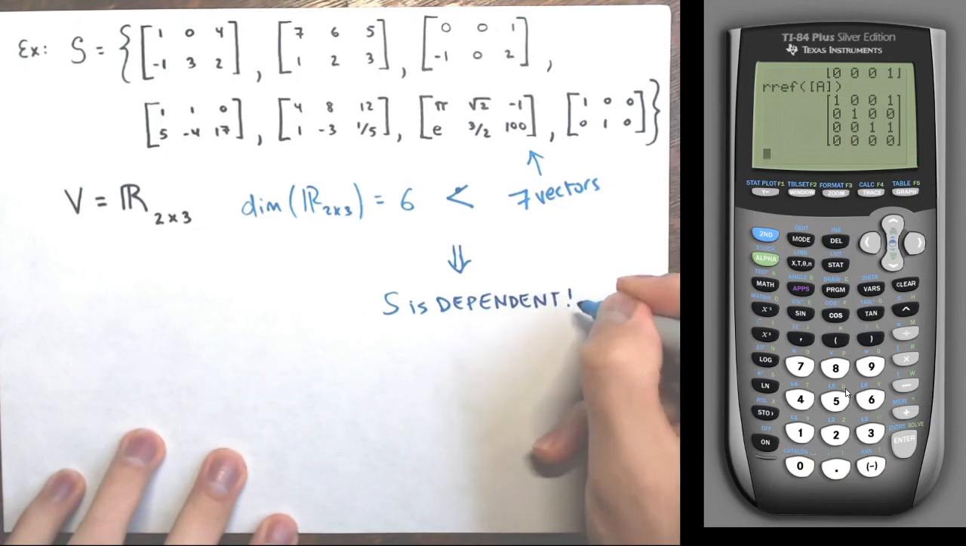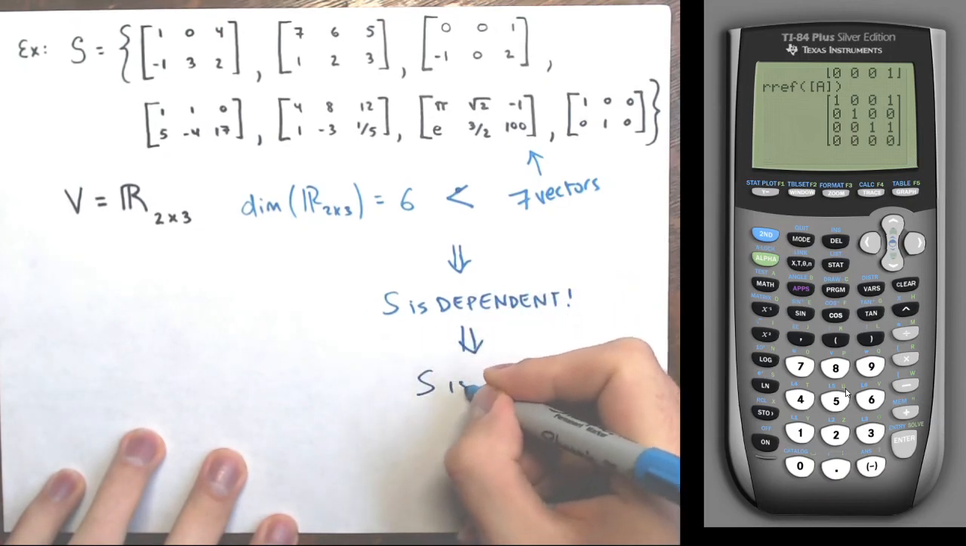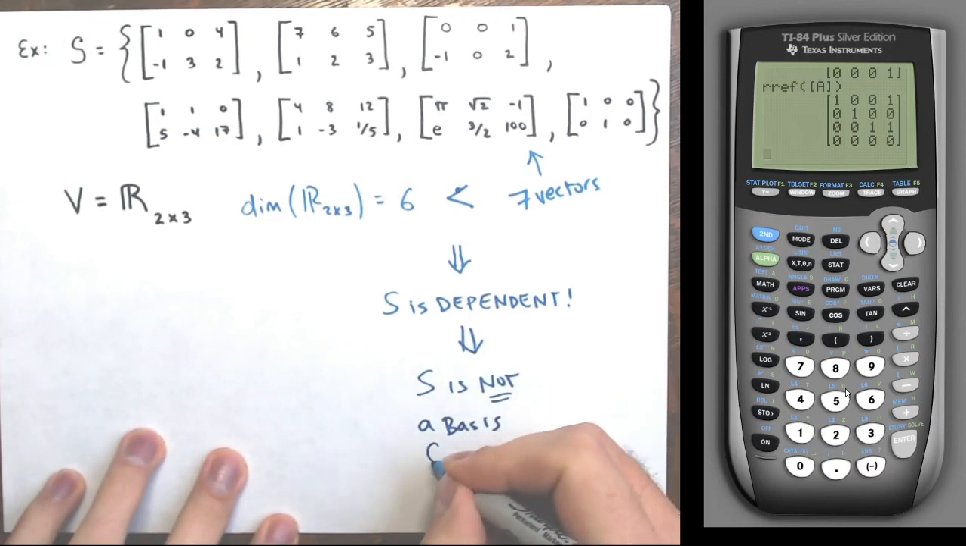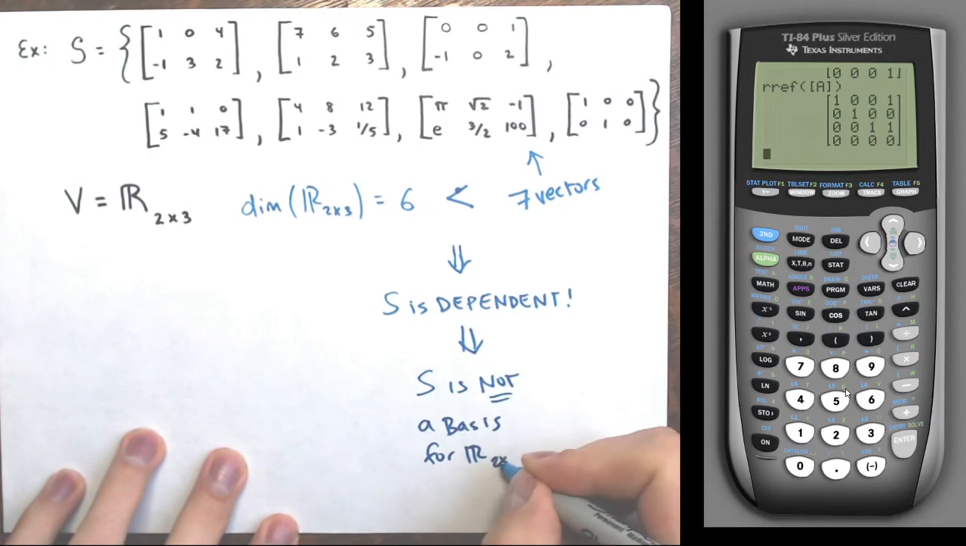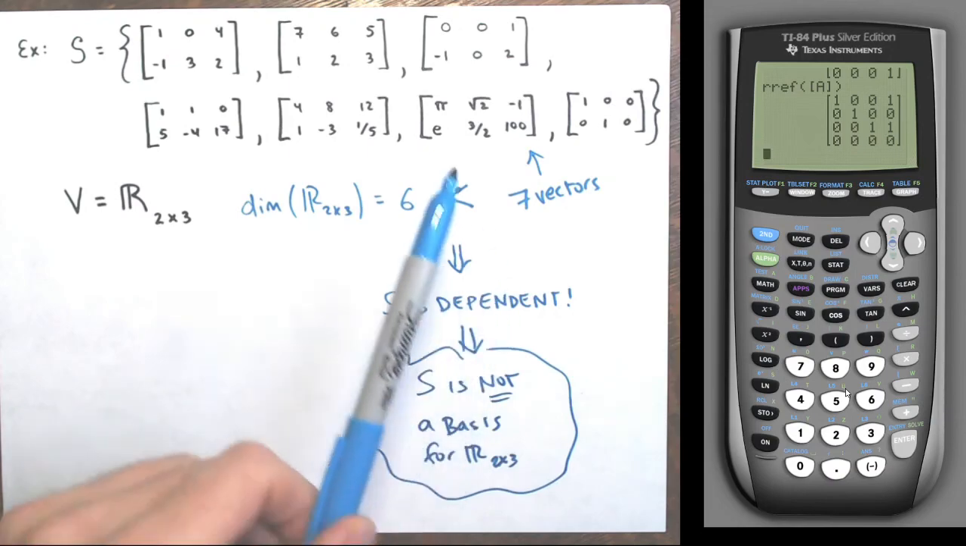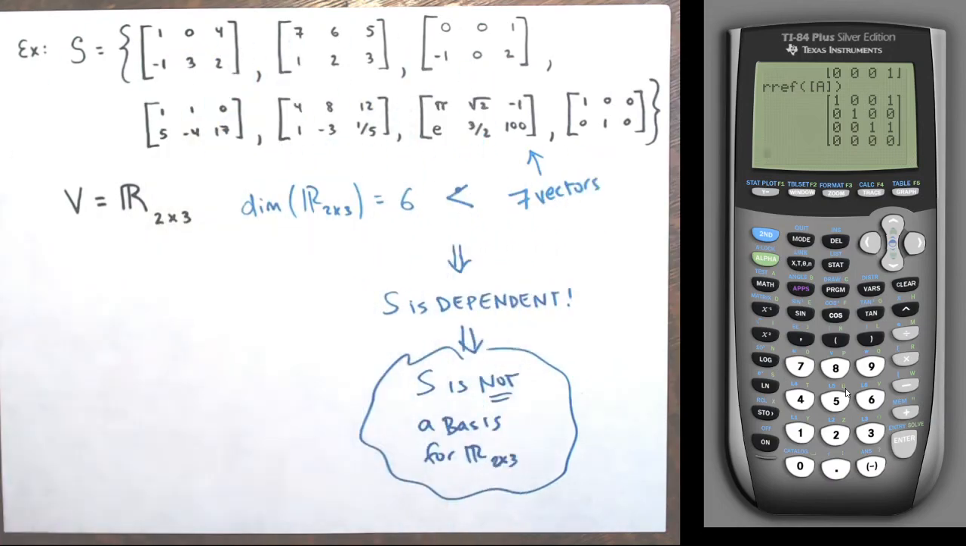So S is dependent, meaning that S is not a basis for R 2 by 3. All right. Again, that's because any of these vectors should be able to be written as a linear combination of the others. So there's at least one of these I don't need, because it's too many. I need a set with 6 vectors to possibly be a basis for R 2 by 3. Okay. All right, so that's a lot there.